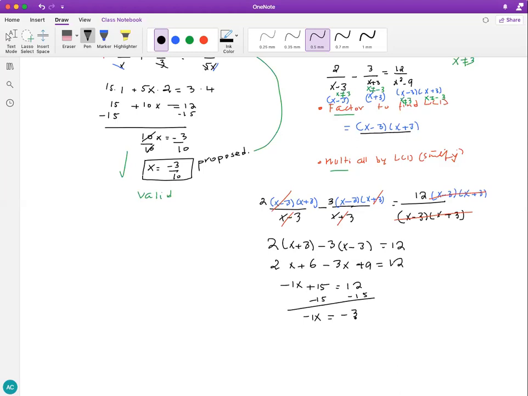One final step. What do you do on both sides? We're going to divide both sides by negative 1 in order to get 3. So these two cancel out, so x is positive 3. Again, this is a proposed solution. Is this a valid solution or not? We didn't make a mistake. No mistake was made, and we got x equals 3. Can we take this as a solution or not?